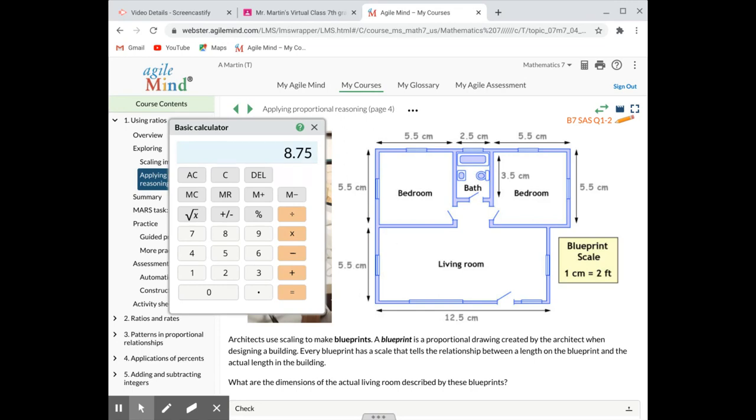Well, we learned in our previous lessons that we can get our area scale factor by multiplying our original scale factor by itself. So what is 2 times 2? 4. So we can take 8.75 and multiply it by 4 and watch what happens. Is that the same answer? Isn't that kind of neat?